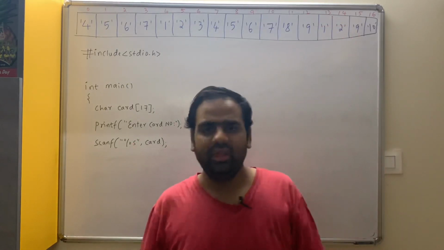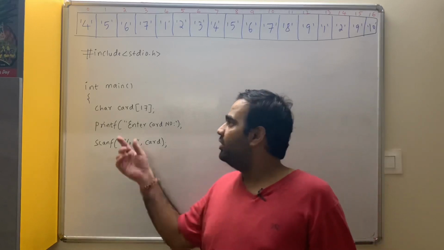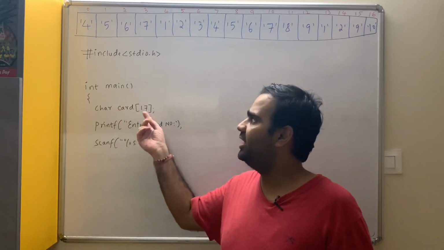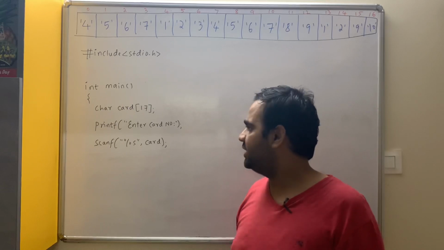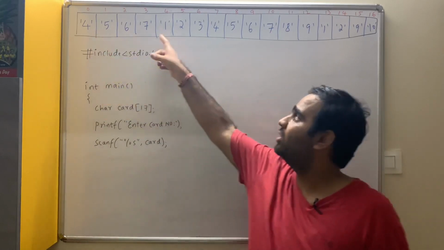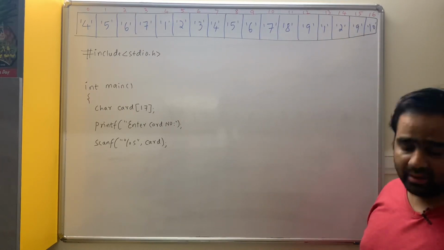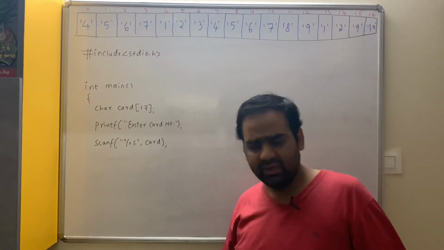Let us now see the implementation of Luhn's algorithm. We say card of 17 because we know that the card is of 16 digits. We say enter card number and we read the card number as a string: 4, 5, 6, 7, 1, 2, 3, 4, 5, 6, 7, 8, 9, 1, 2 and 9, and I need to verify whether it is correct or not.